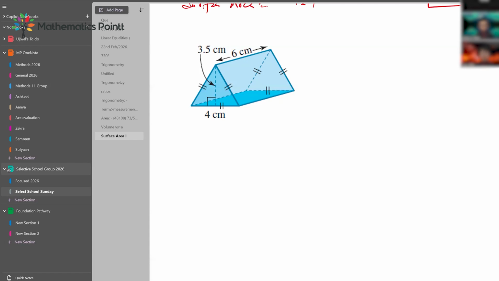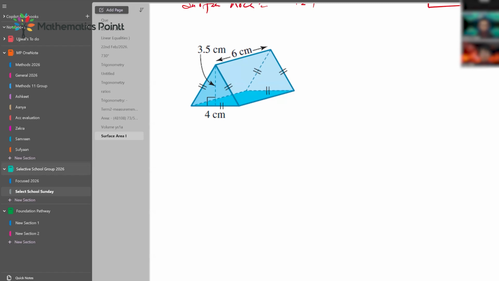All right, I'm seeing the answer now. 86 centimeters square. 86 centimeters square is the right answer. Okay, how have we done that? Let's quickly do it.